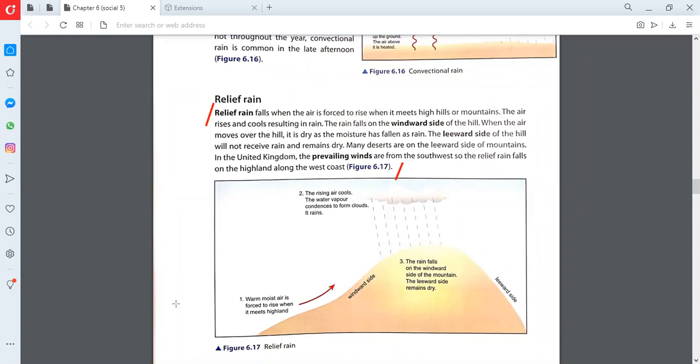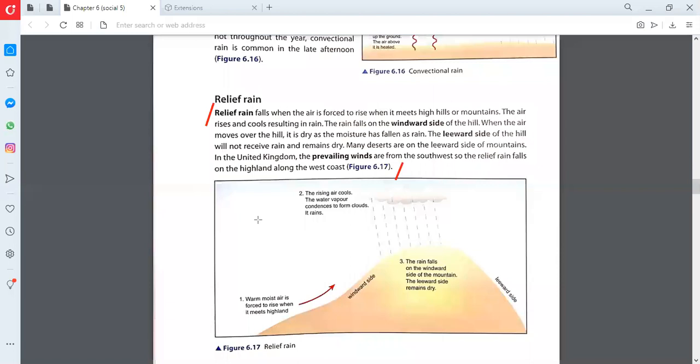Okay, so that's good. So what did Ayad read? Ayad read that the second type of rain is relief rain. It falls when the air is forced to rise when it meets high hills or mountains. As we know, the temperature on the top of the mountain is different from the temperature at the lowland near the land. The air rises and cools, resulting in rain. So when the warm air goes upward and touches the cold air, it will make droplets.